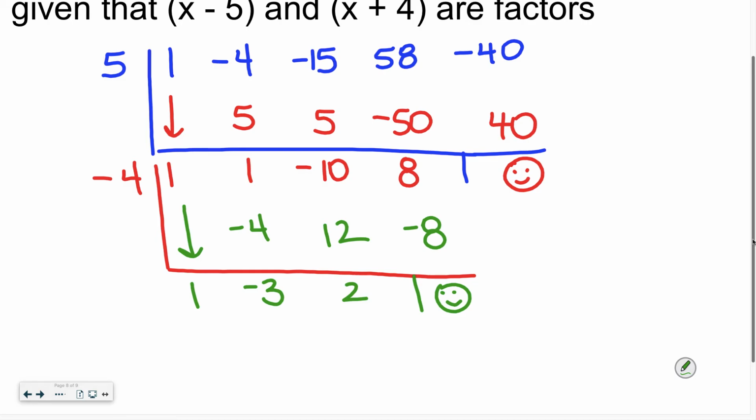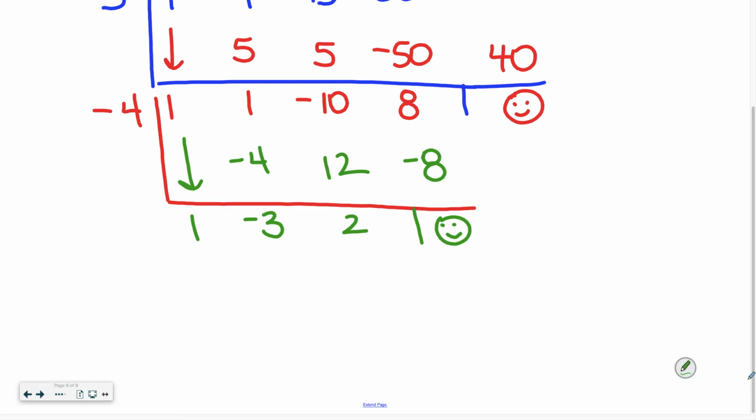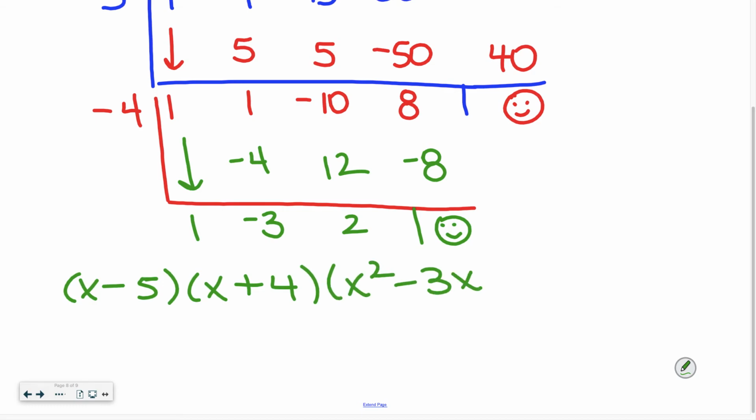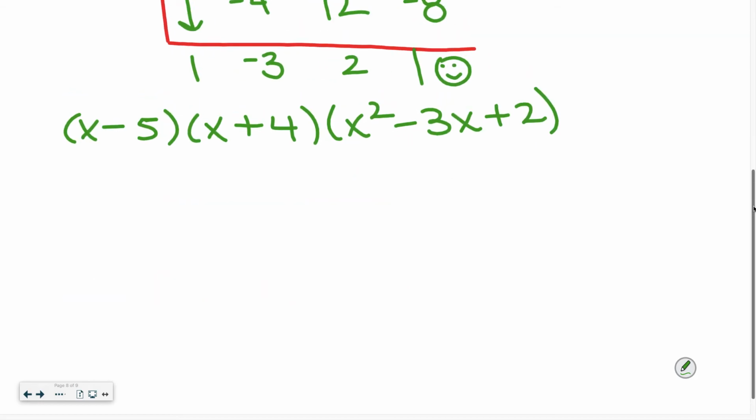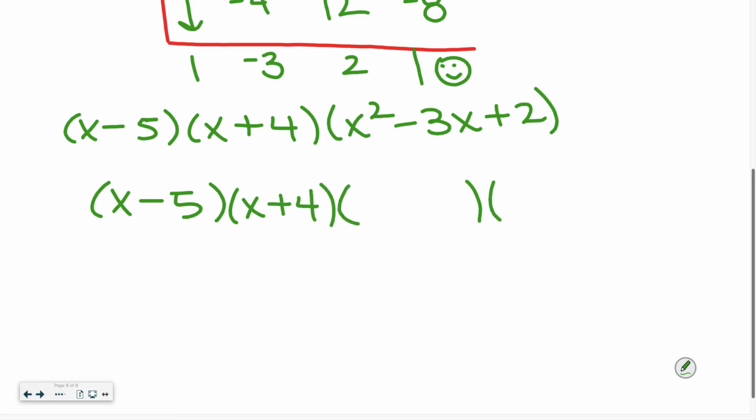So we know that x minus 5 is a factor, x plus 4 is a factor, and left over from our synthetic division is x squared minus 3x plus 2. We can factor that, right? X minus 1 and x minus 2.